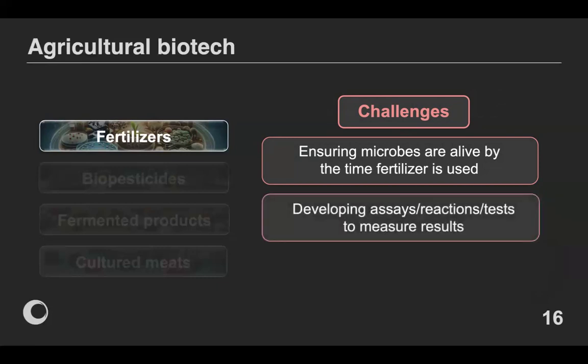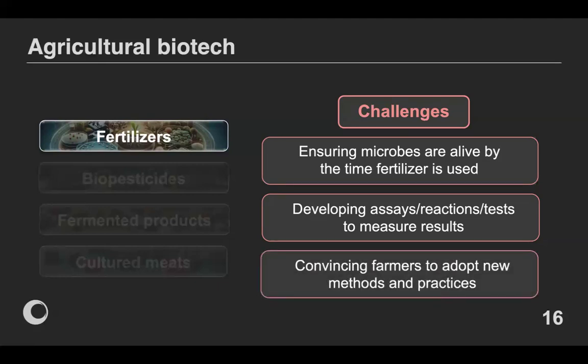The second is that it's really hard to develop any sort of assay, reaction, or test to actually measure what the microbe is actually doing. And so finding ways to actually measure the fixation of nitrogen, for example, or the conversion of insoluble phosphorus to soluble phosphorus, that's not actually quite as straightforward as it may seem.